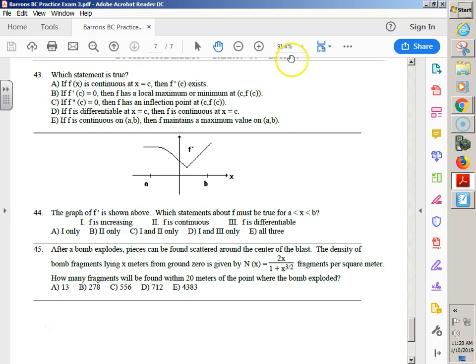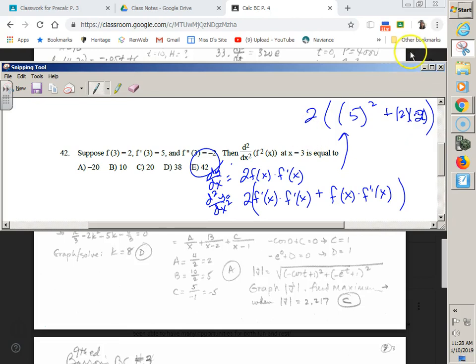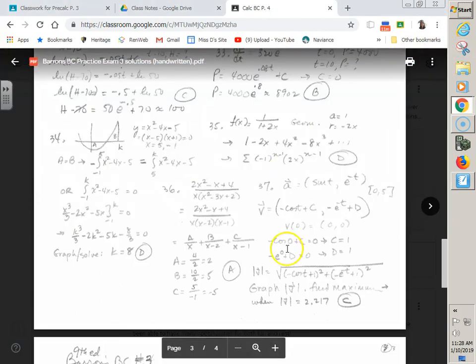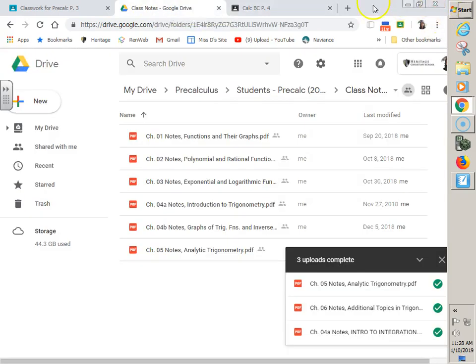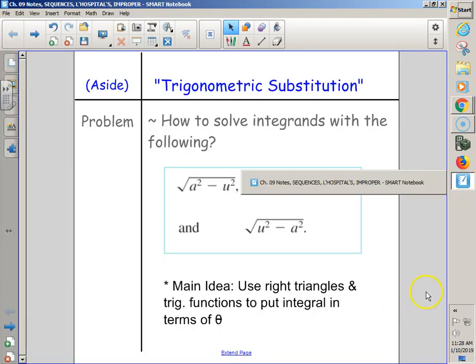At least, if it is there, there must be another way of doing it. Sorry, my screen blanked out. P.S. Chapter 9, if you guys want to check it out, there's the title: Sequences, L'Hopital's, and improper integrals. Trig sub is not technically in Chapter 9, so I'm calling it an aside.